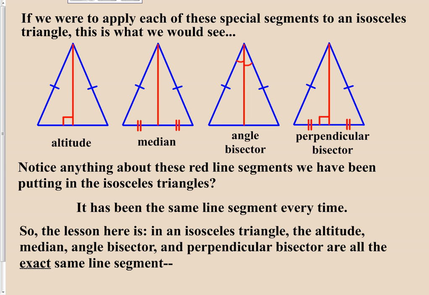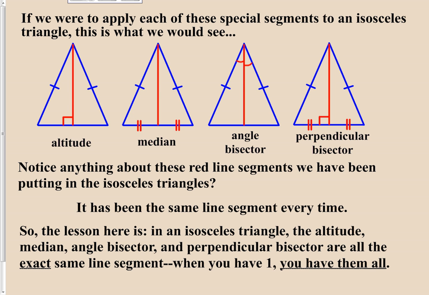If you have an isosceles triangle, the altitude, the median, the angle bisector, and the perpendicular bisector are not only the same line segment, but when you discover one of these properties about your isosceles triangle, then you have all of these properties about your isosceles triangle.